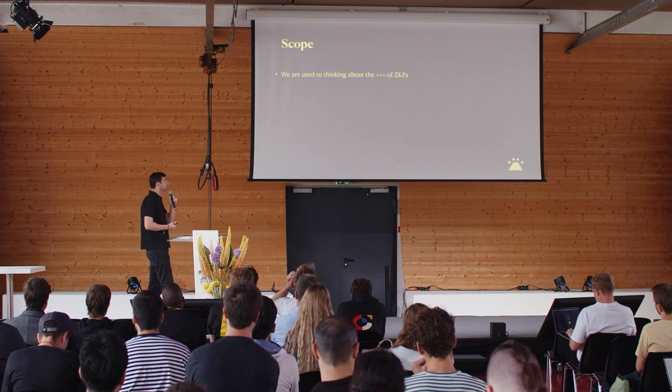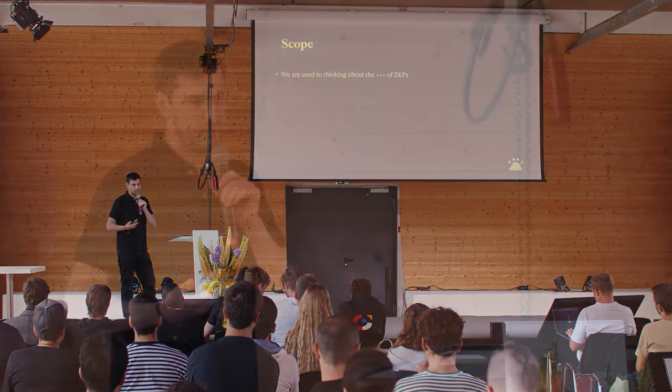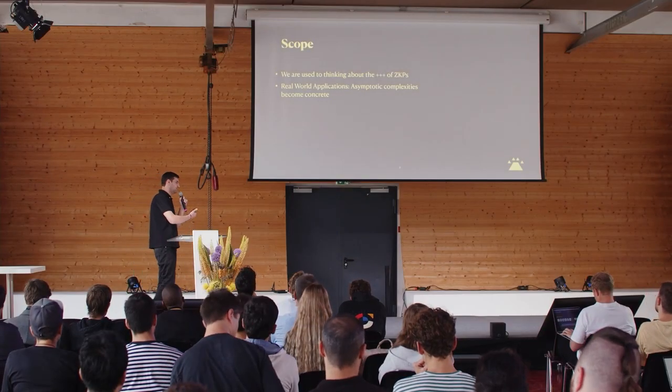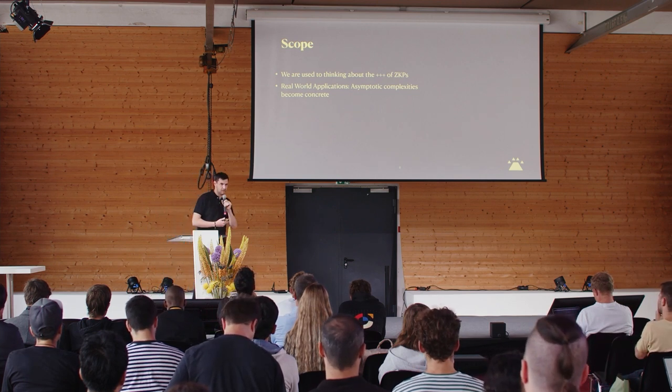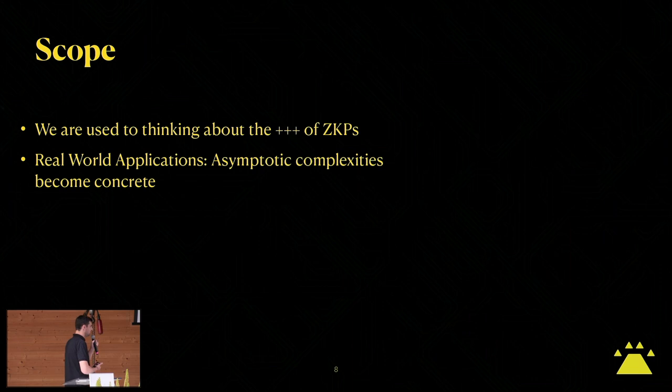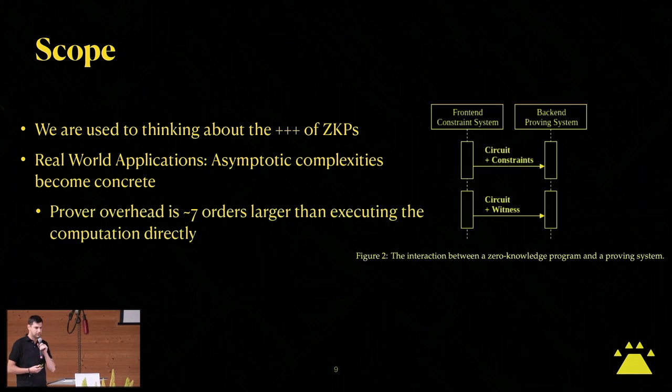Right. When we talk about ZKPs, we are used to mentioning the benefits and all the advantages we get with ZK, SNARKs, STARKs, and so on. It can be small proofs, fast verification, and so on. However, in real-world systems, we deal with asymptotic complexities that are no longer just asymptotic. Now everything becomes concrete, so we need to take all of this into consideration.